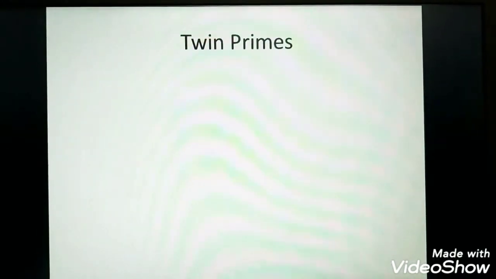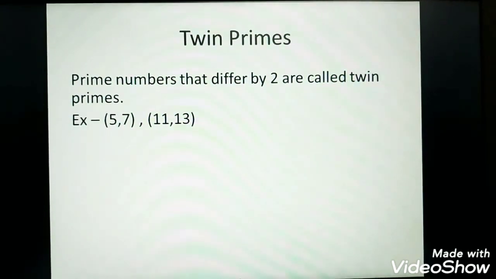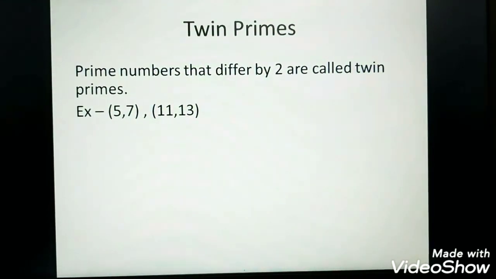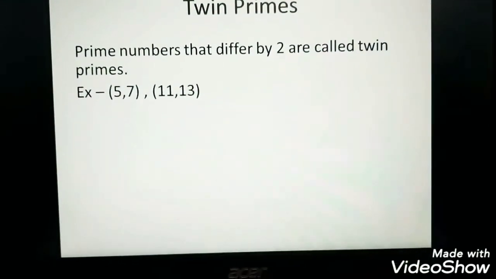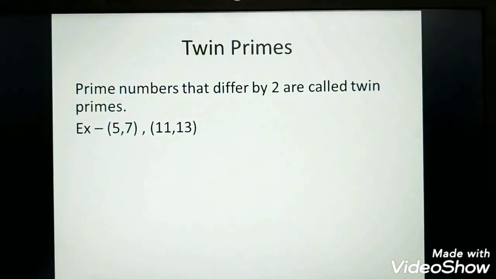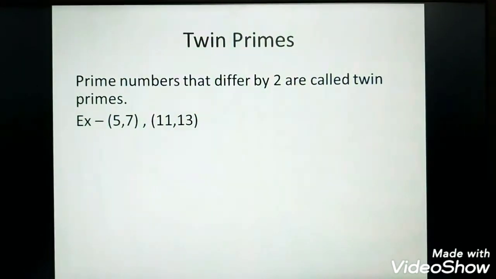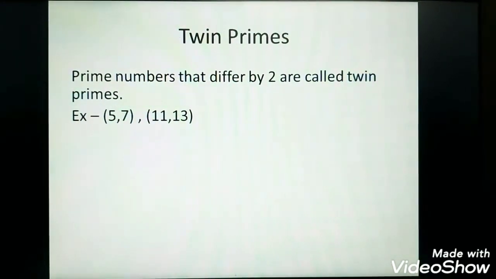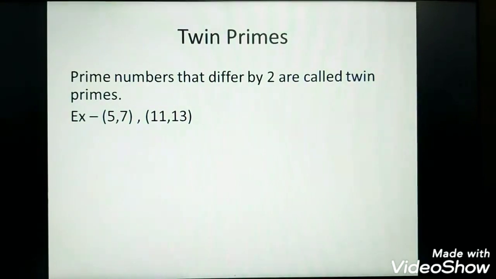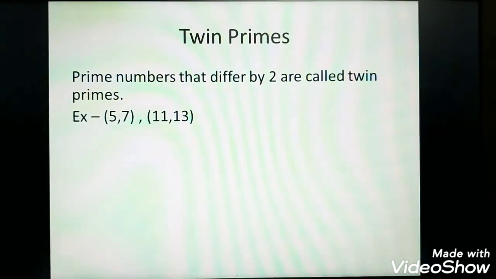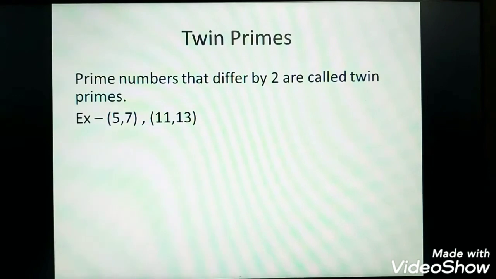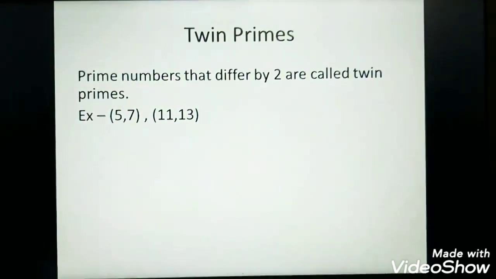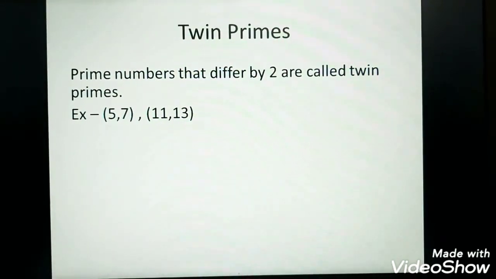Now the next is twin primes. Prime numbers that differ by 2 are called twin primes. दो prime numbers जिनका difference 2 होगा, those numbers will be twin prime numbers. Now see an example. 5 comma 7. Now find out the difference. 7 minus 5 is 2. So here the difference is 2. So 5 comma 7 are twin prime numbers. Now 11 comma 13, the prime numbers differ by 2. So 11 comma 13 are also twin prime numbers.